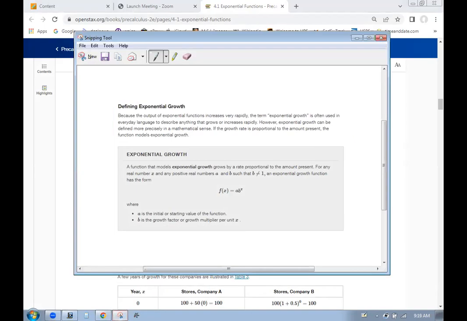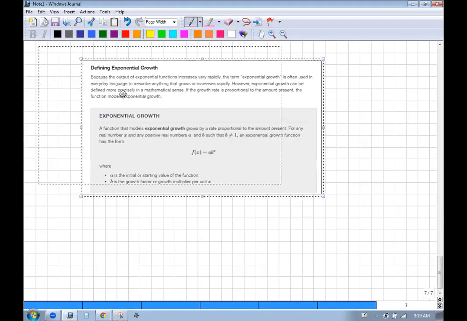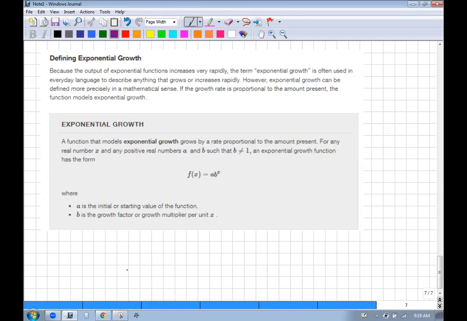Here we're talking about exponential growth. The most popular example is population. Population grows exponentially. They say a is the initial or starting value. That's because f of 0 would be a times b to the 0, just a. b is called the growth factor, or the growth multiplier per unit x, meaning every time I add 1 to x, I'm multiplying by b again. Every time x goes up by 1, the y value gets multiplied by b.